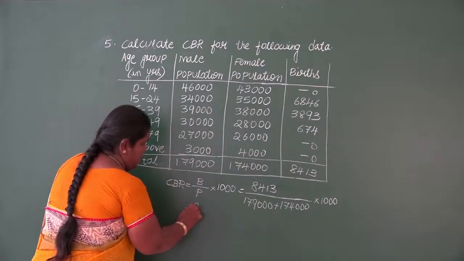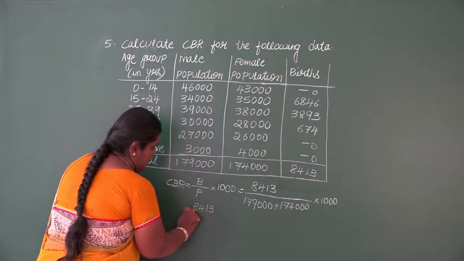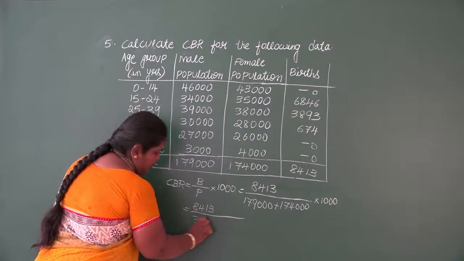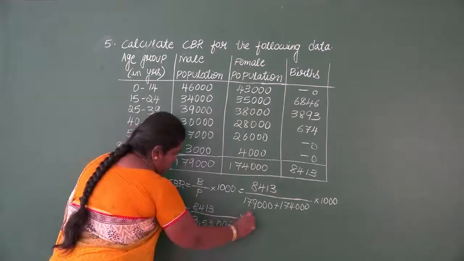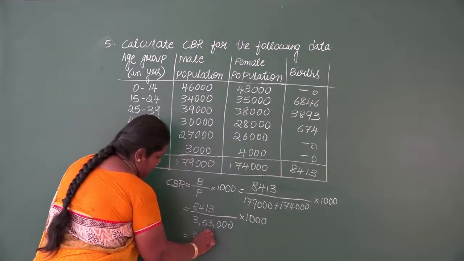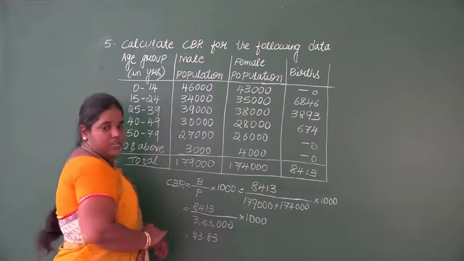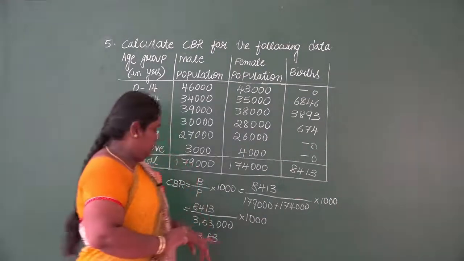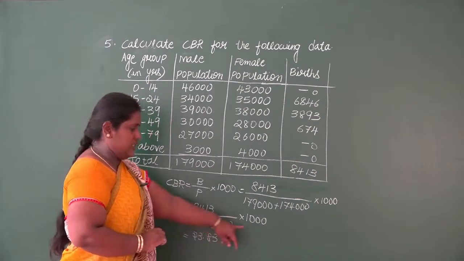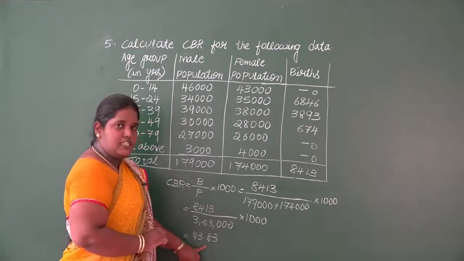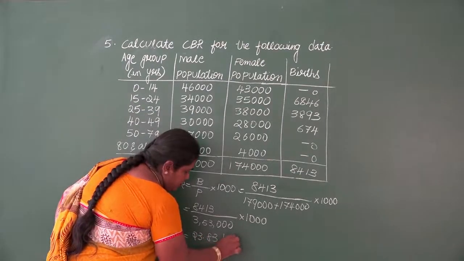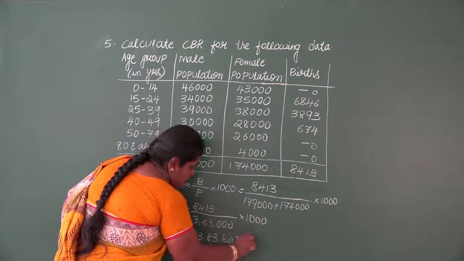So when you add that 1,79,000 and 1,74,000, you'll get 3,53,000 into 1,000. So the value is 23.83. So calculate that, you'll get the value 8,413 divided by 3,53,000 into 1,000 will get as 23.83. So it is 23.83 births per 1,000 individuals.